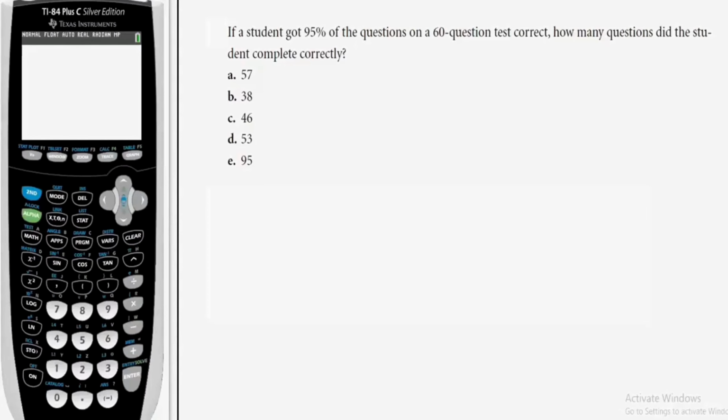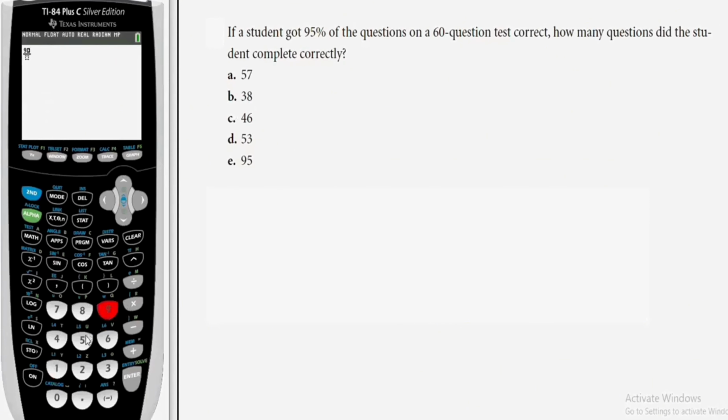In this video, we're going to learn how to solve this ACT math question. This question is very, very simple, guys. It says, if a student got 95% of the questions on a 60 question test correct, how many questions did the student complete correctly? So guys, 95% is a fraction. You're going to make use of this fraction button and press alpha window. Okay, so you go to fraction, press 1.